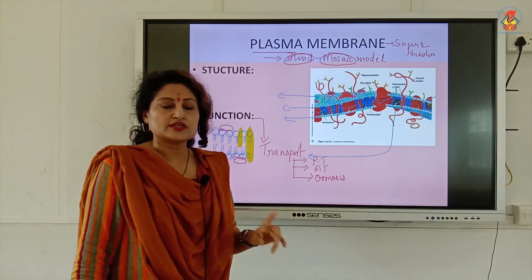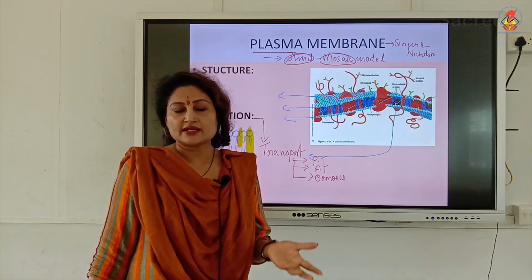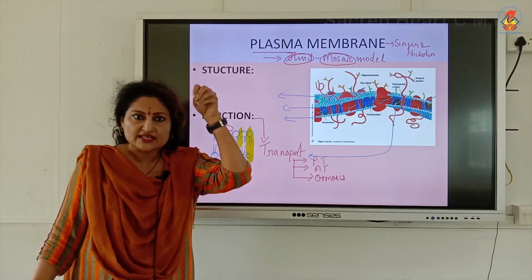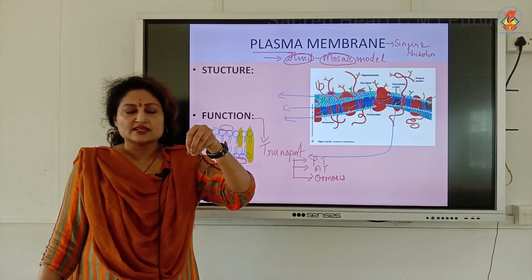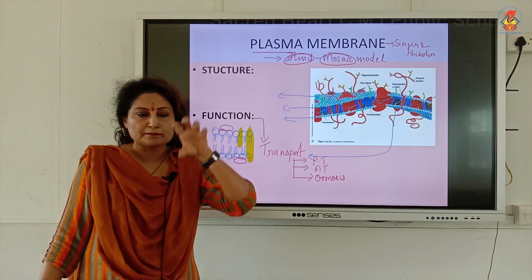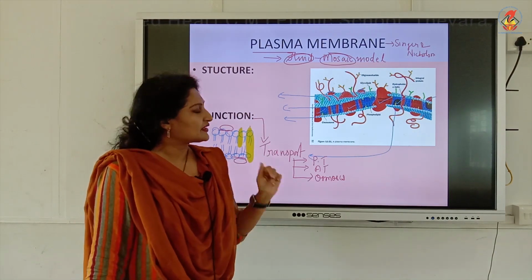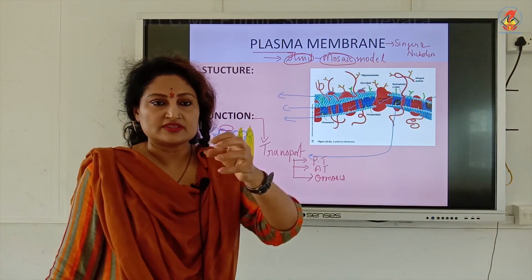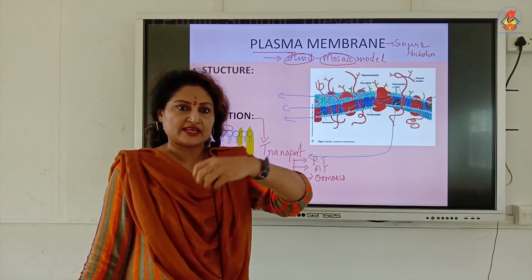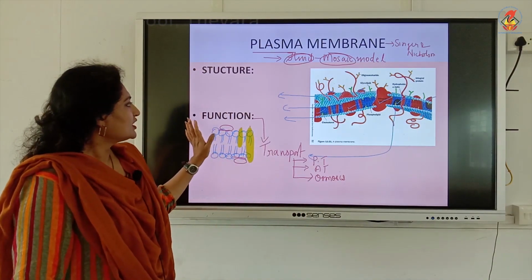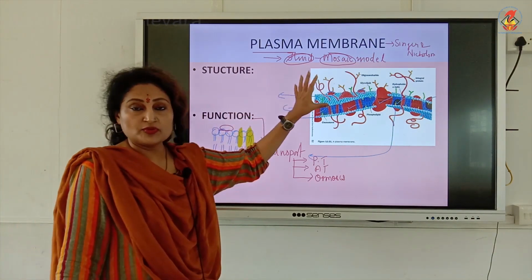Then the proteins, there are two types of proteins, integral proteins and peripheral proteins. As the name suggests itself, integral proteins are located inside the lipid bilayer. Either they are completely buried or partially buried. And peripheral proteins are located at the periphery. They can be easily extracted. They are located superficially.